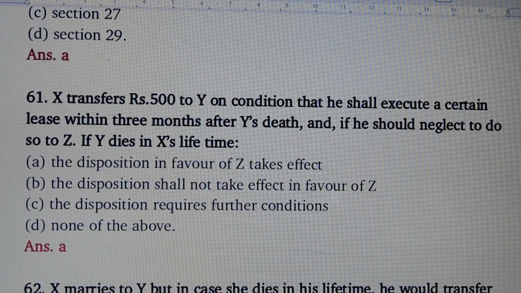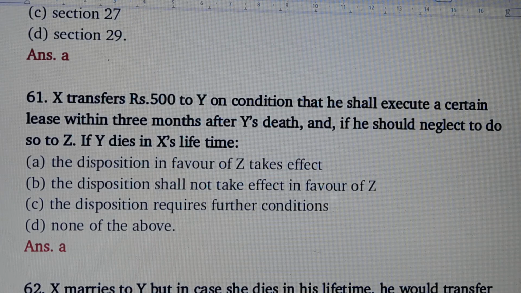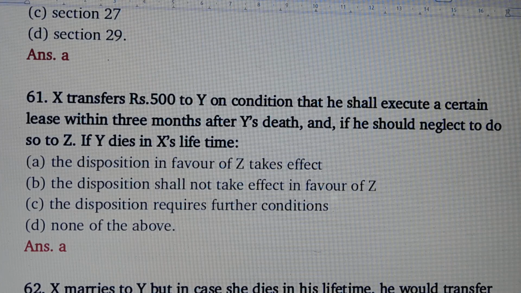Question number 61. X transfers rupees 500 to Y on condition that he shall execute a certain lease within 3 months after Y's death, and if he should neglect to do so to Z, if Y dies in X's lifetime. Answer is option number A, the disposition in favor of Z takes effect.